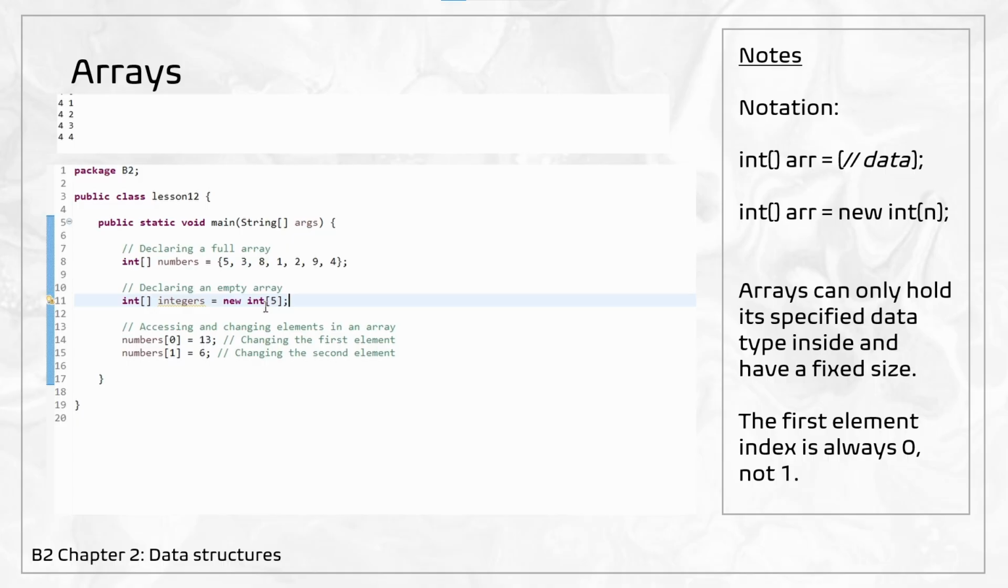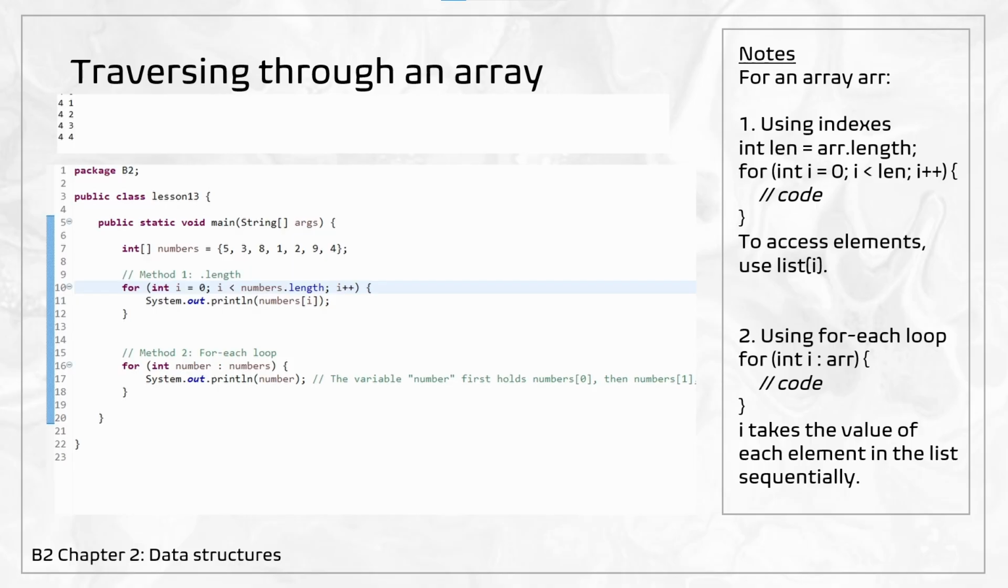Now let's say you want to change the values in this array. You can access individual elements by writing the array name, followed by the index you want to access in square brackets. The first item always has an index of 0, so this will point to the first element in the array integers. And here will point to the second integer of the array. Then you can use the same syntax you would use to change a variable's value. So this code would change the first element in the array to 13, and this code would change the second element to 6.